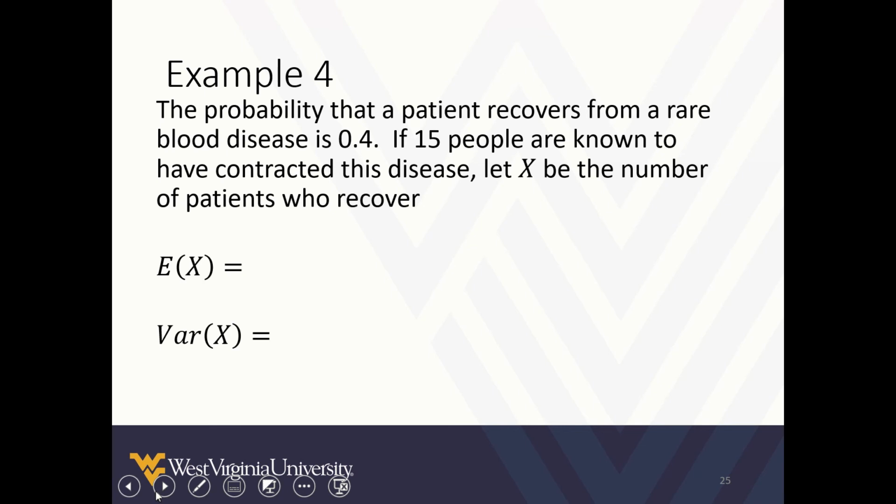Let's do another one using our previous example. Once again, the probability that a patient recovers from a rare blood disease is 0.4. If 15 people are known to have contracted the disease, let X be the number of patients who recover. So once again, X is going to follow the binomial distribution with n being 15 and our probability of success being 0.4, and we can see that our probability of failure would be 0.6.